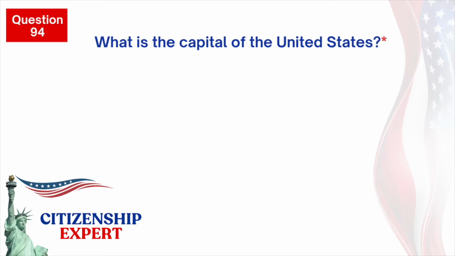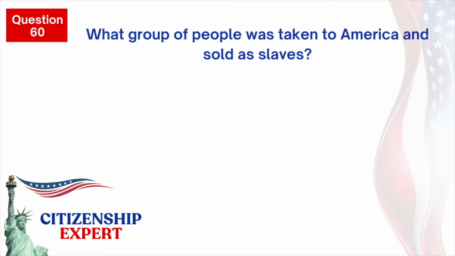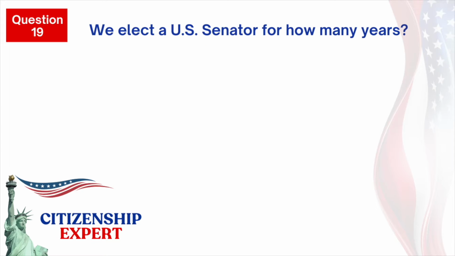What is the capital of the United States? Washington, D.C. What group of people was taken to America and sold as slaves? Africans. We elect a U.S. Senator for how many years? 6.